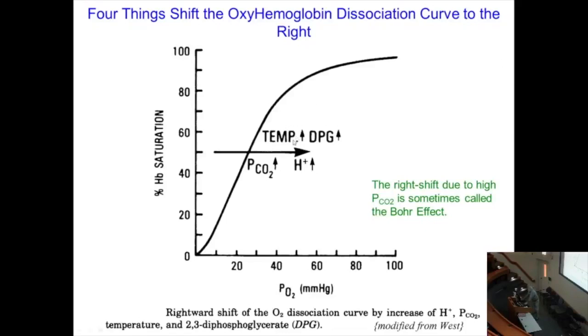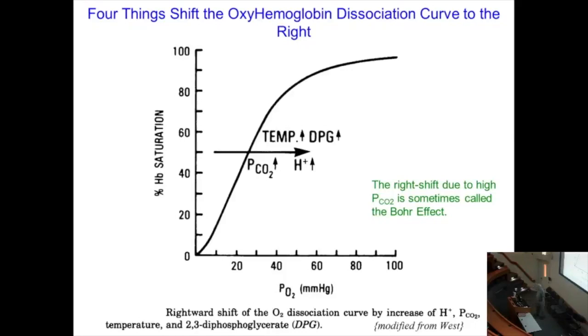If we increase temperature, the curve shifts to the right. If we increase DPG, the curve shifts to the right. DPG is 2,3-diphosphoglycerate. This is a metabolic product of red blood cell metabolism. If we increase the PCO2, it shifts the curve to the right. If we increase the acidity or decrease the pH, that shifts the curve to the right.